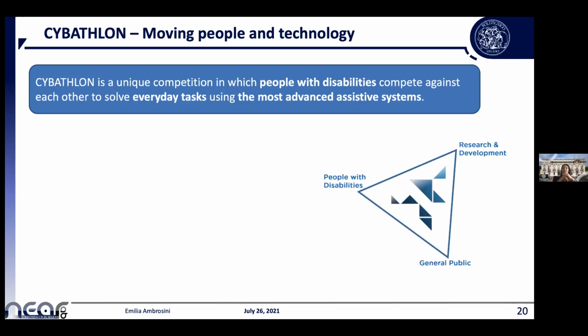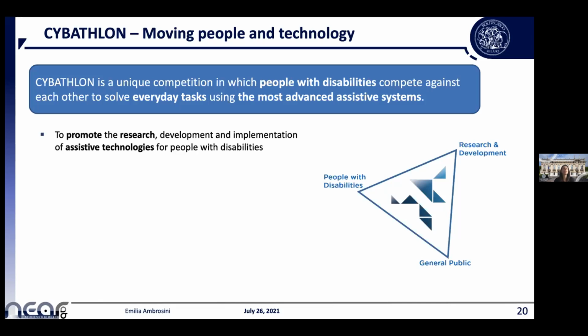Unfortunately, the Cybathlon competition was not performed in person, of course, due to COVID, but they organized a global edition in which everyone was competing at their own place, and then they shared and compared results between people. This Cybathlon is a unique competition in which people with disability compete against each other to solve everyday tasks with the help of technology.